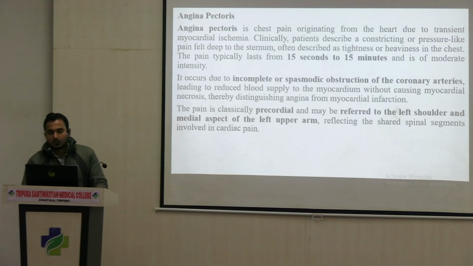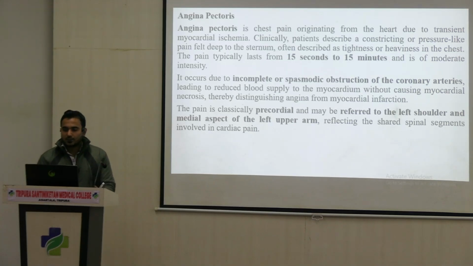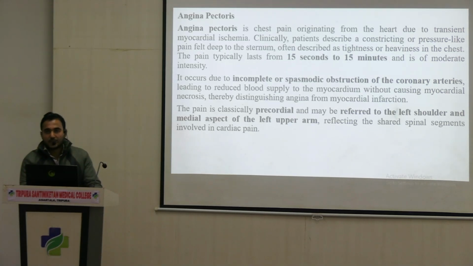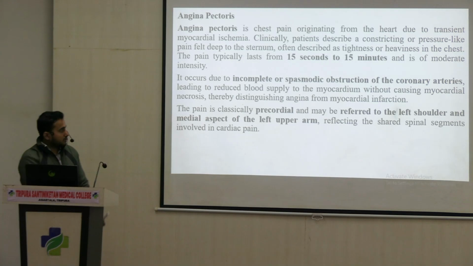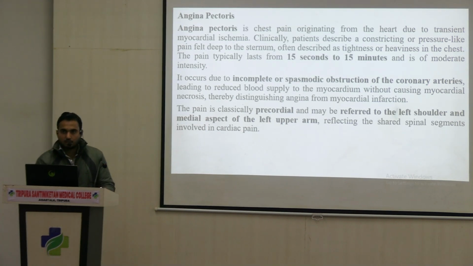Now clinically, if you see angina pectoris, there is constricting or pressure like pain felt by the patient deep to the sternum, described as tightness, heaviness in the chest, and usually it lasts from 15 seconds to 15 minutes in moderate to high intense pain. Now it occurs due to incomplete or spasmodic obstruction of the coronary arteries. Maybe obstruction, complete or partial, or spasm of the coronary arteries.